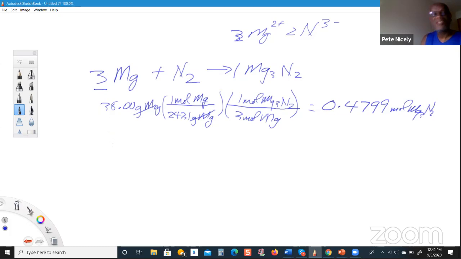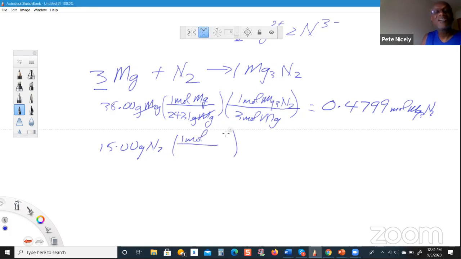And we're going to do a similar thing for the nitrogen. The question says that you're given 15.0 grams of nitrogen. Calculate the moles like we did before. 1 mole of nitrogen. Whoops. I hate when this happens.